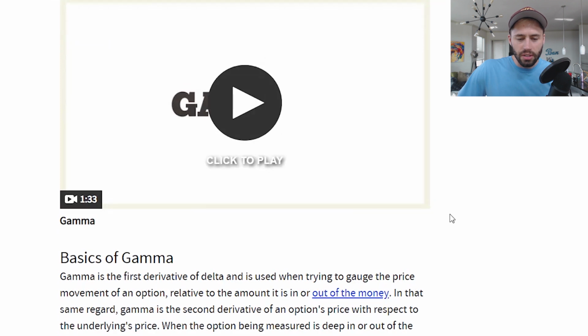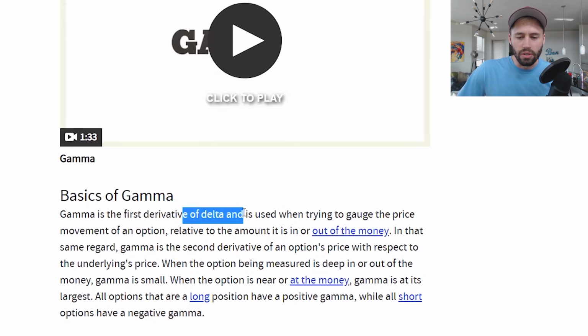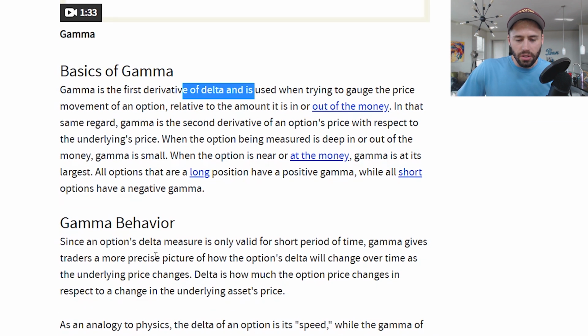So basically what it's saying is that gamma is the first derivative of delta and is used when trying to gauge the price move of an option relative to the amount it is in or out of the money. And what they're saying in the rest of this article is that generally gamma is larger the closer the option is to the money, and it is smaller the more in the money or way out of the money it is. I'm going to show you guys what all that means in a little bit.